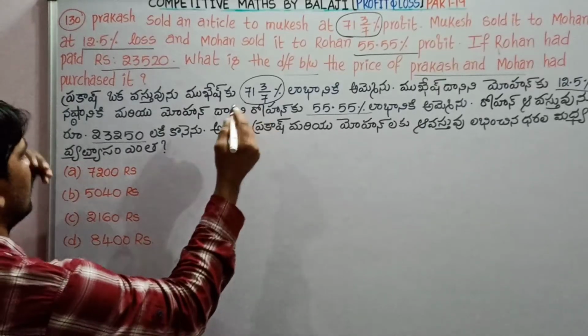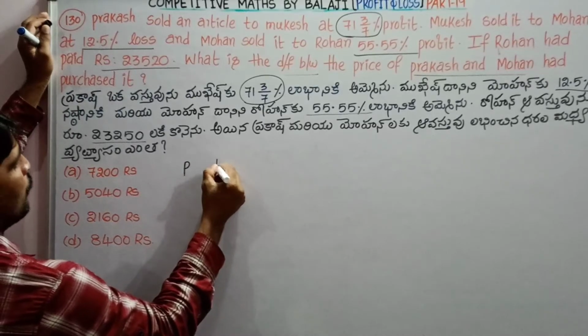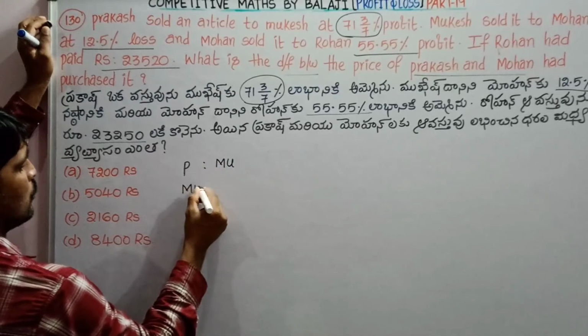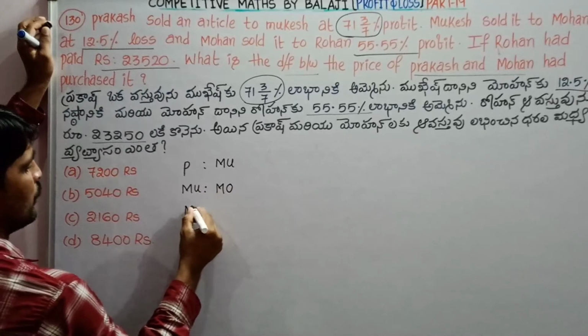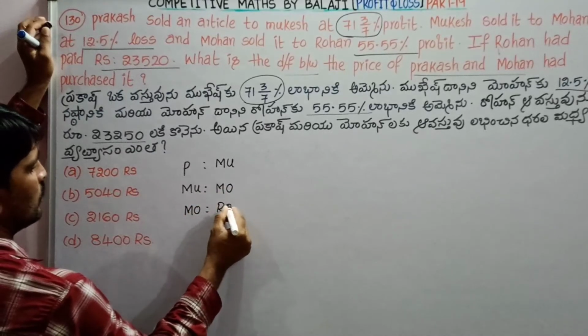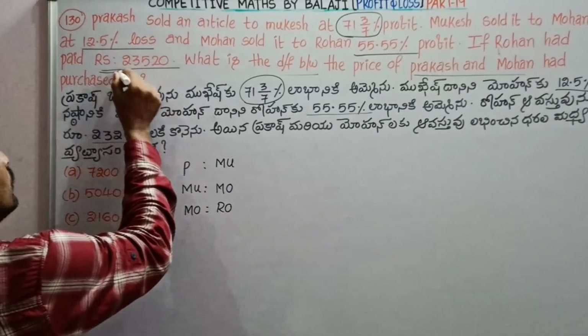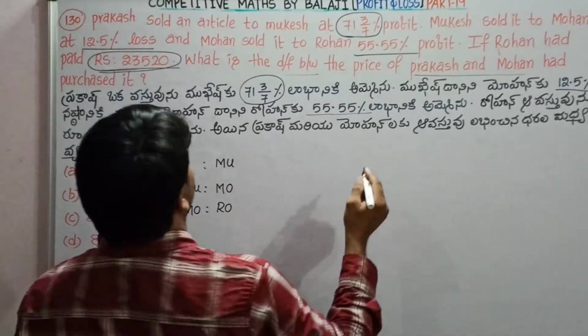Let us consider here, Prakash solution. Prakash sold to Mukesh. Then Mukesh sold it to Mohan. Then Mohan sold it to Rohan. And Rohan had paid 23,520 for the article. Okay.